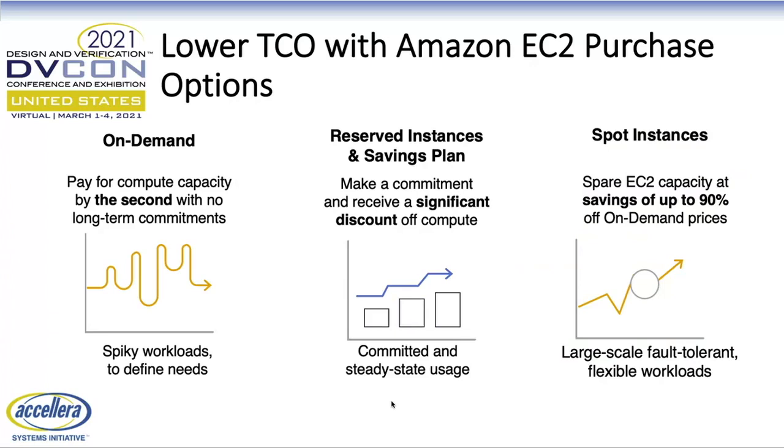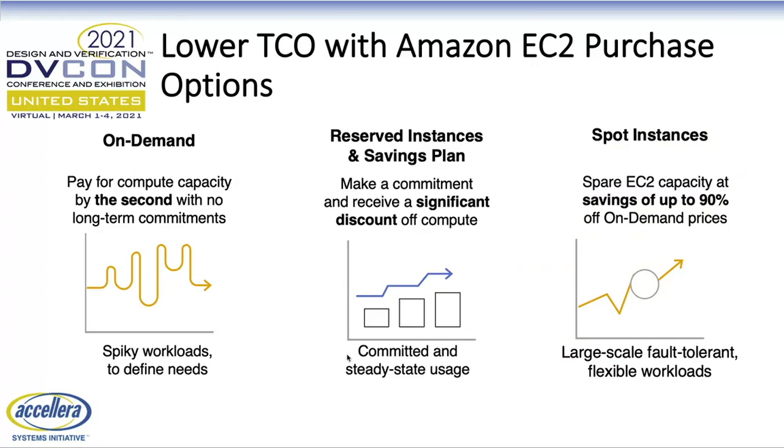These are two different alternative methods where you make a commitment for either a 1 year or a 3 year purchase, and in exchange for that, you would receive a significant discount off the compute price, because now we are essentially committing to use it for a certain term. Again, either a 1 year or a 3 year.